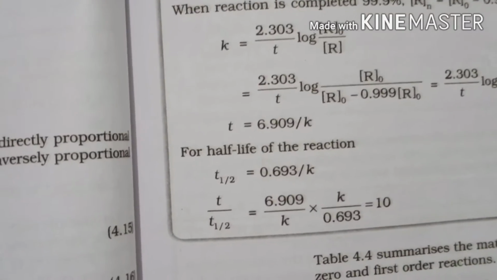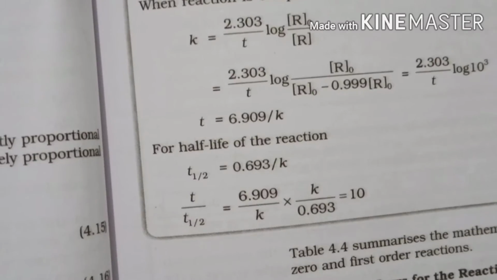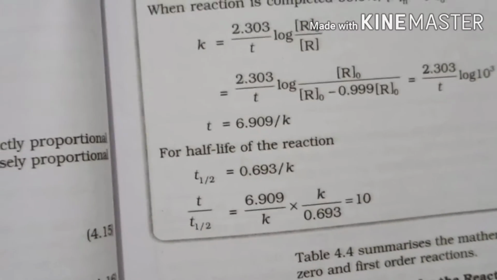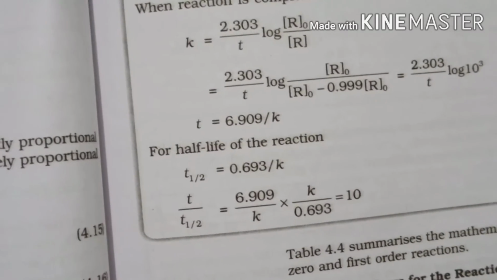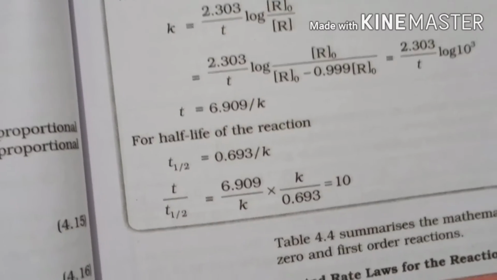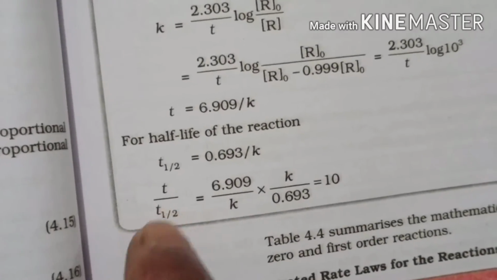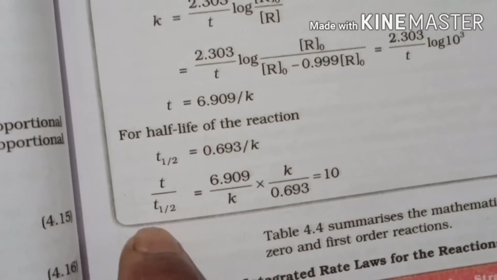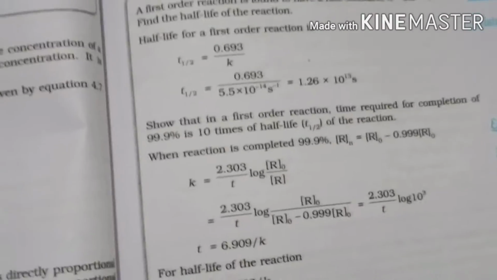Then from this we can find T by T half equal to 6.909 by K into K by 0.693. This becomes equal to 10. So T equal to 10 times T half, this was shown according to your questions. And this was about the 3 marks question in the board exam, which was already asked.